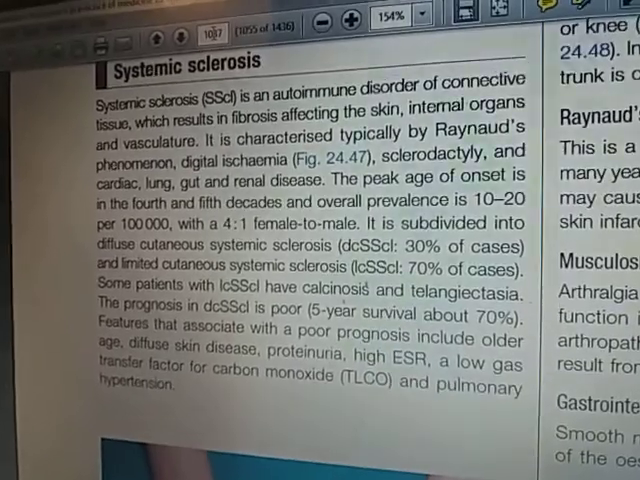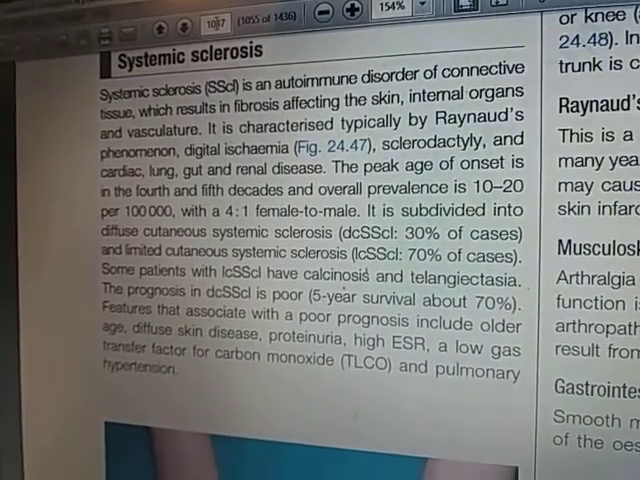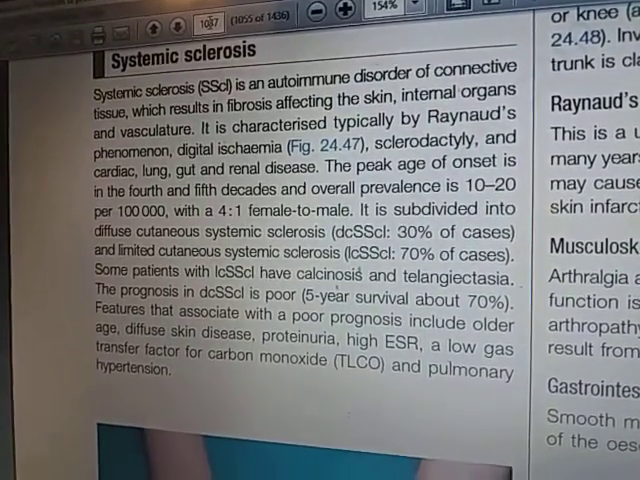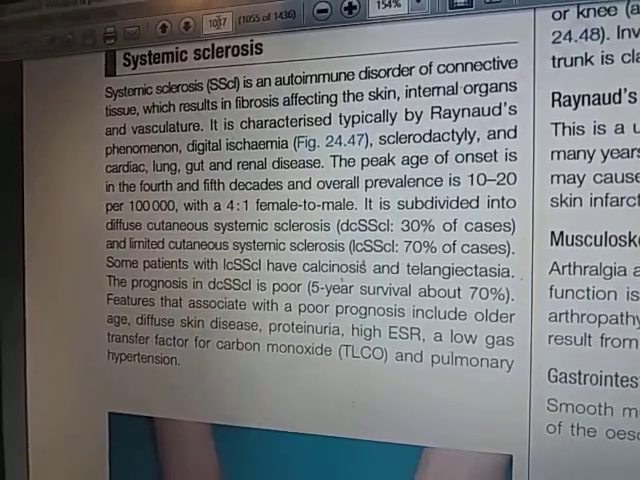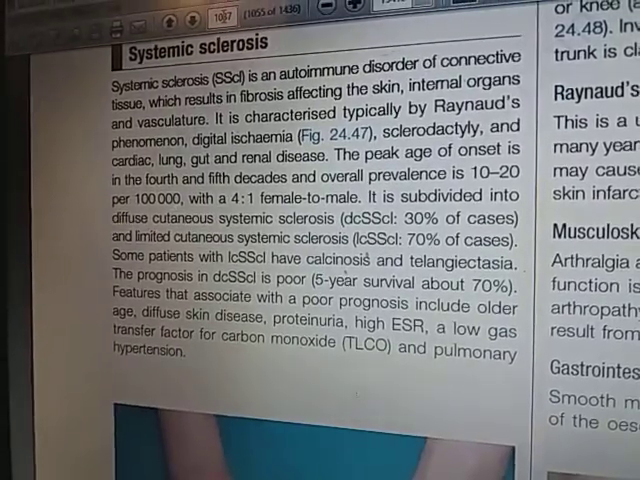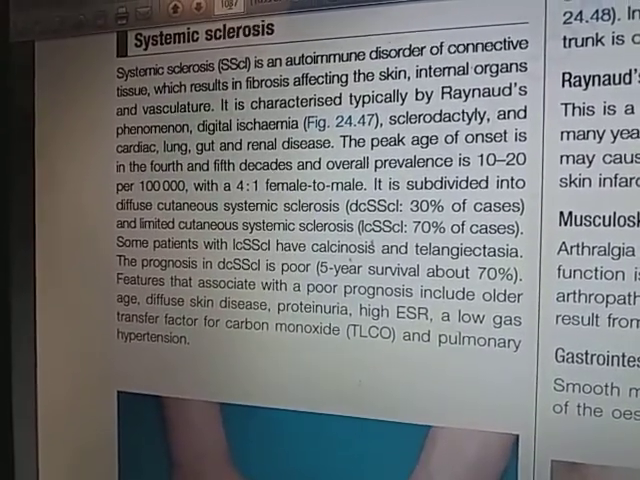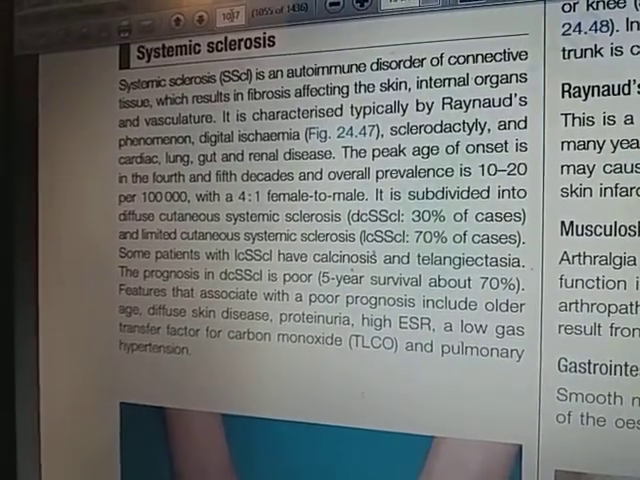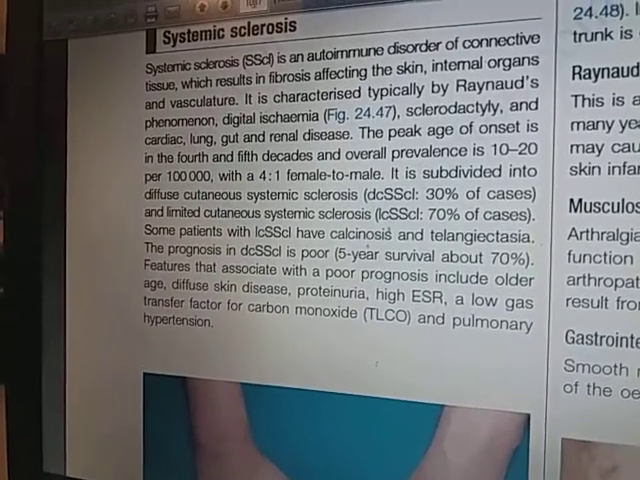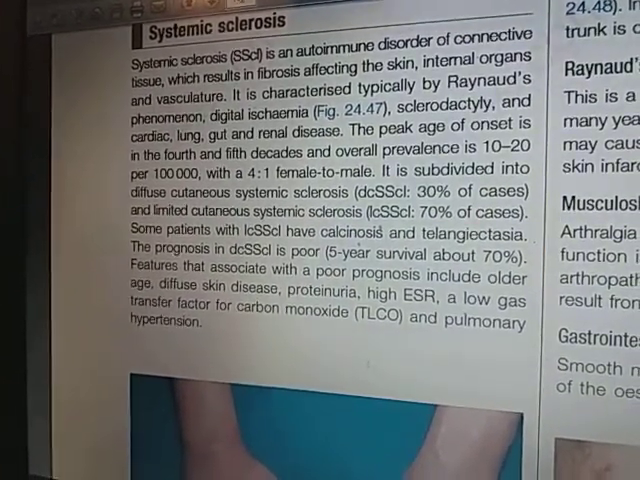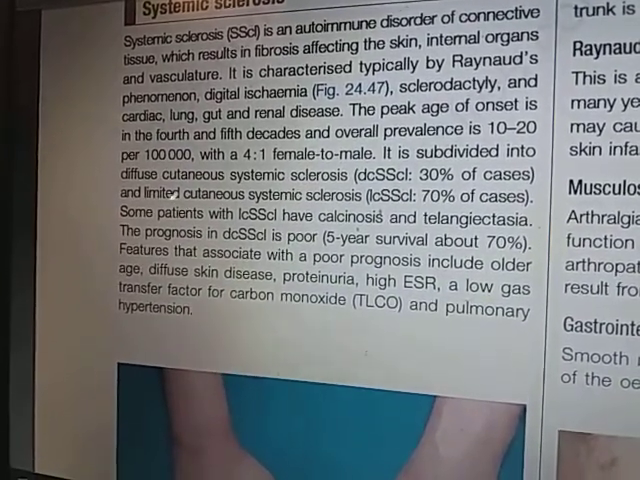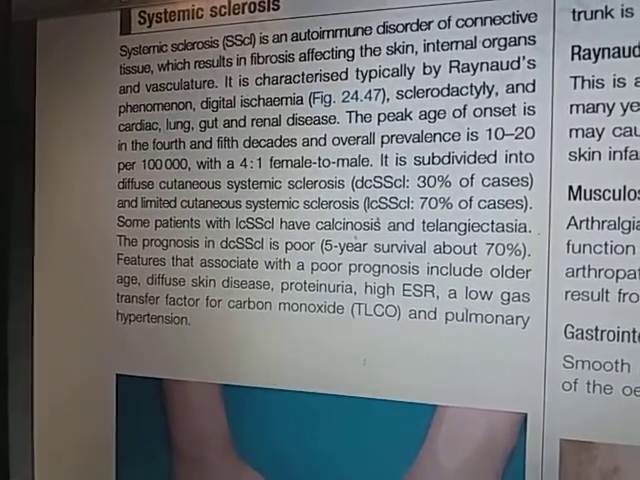Another topic, systemic sclerosis. Davidson page 1037. Systemic sclerosis, also called scleroderma, is a chronic systemic disorder of unknown etiology characterized by thickening of the skin. Thickening of the skin is called scleroderma, with multiple internal organs involvement, mostly lung, GI tract, heart, and kidneys.